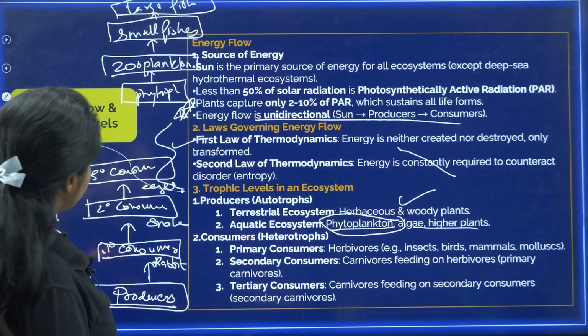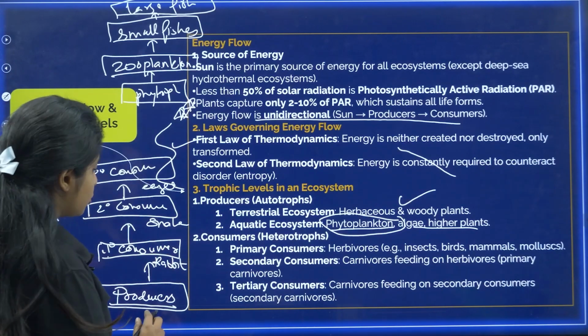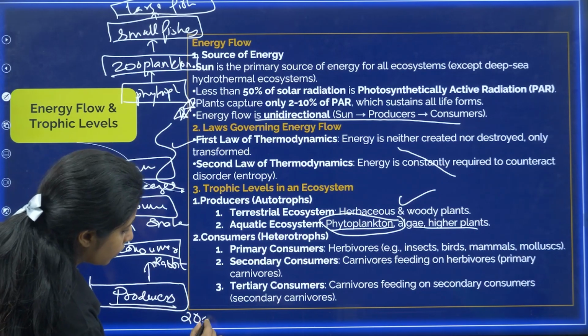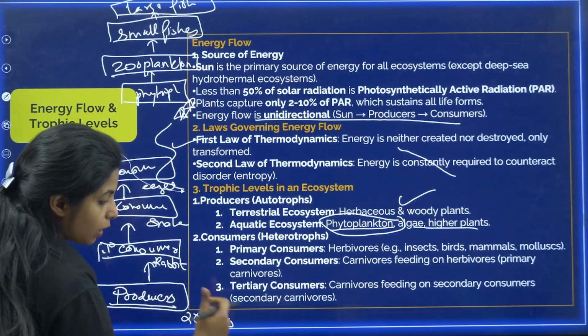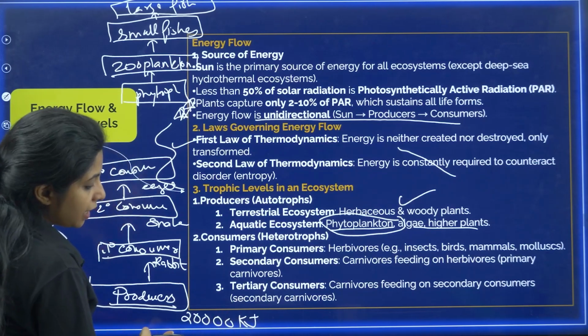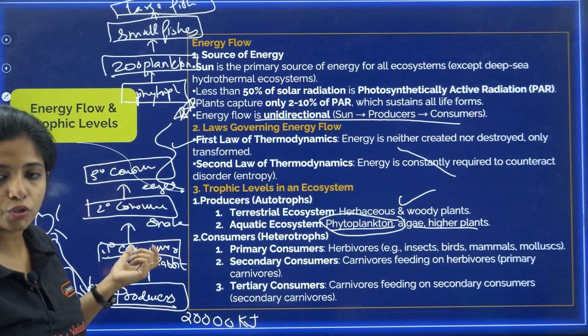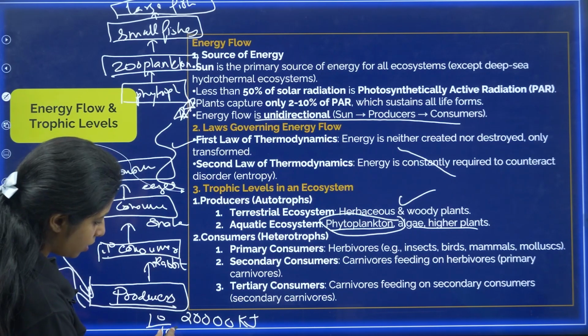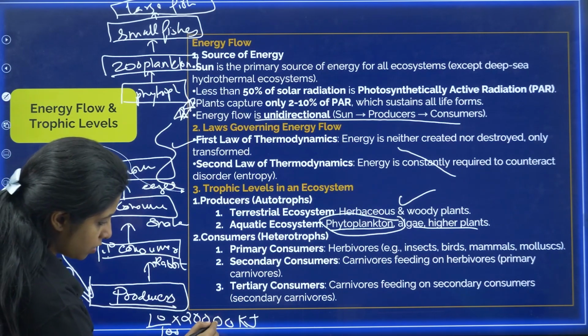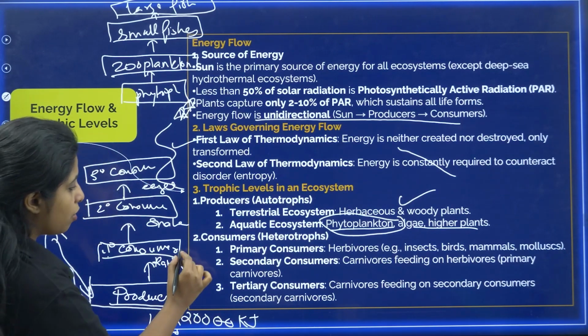Why, my dear children? This is again a very important question. Suppose the producers had 20,000 kilojoules of energy. Only 10% of this will be going to the primary consumers. What is 10% of 20,000? 10 divided by 100 into 20,000. So, zeros cancel, zeros cancel. What do you have? You have 2000.